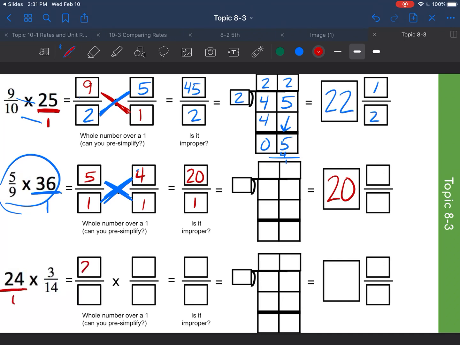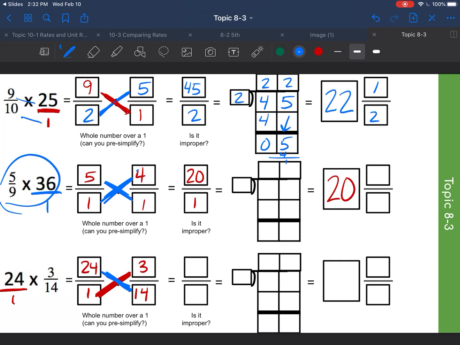So the next one, we have 24 over 1 times 3 over 14. Okay, if we look this way again, nothing goes into 1 and 3. Now, all these examples, the first time we tried, we couldn't simplify it. Sometimes that just happens. You can only pre-simplify once. Sometimes you can pre-simplify twice, and I'll show you an example at the very end. So that doesn't work that way, but if we work this way, what goes into 24 and 14? And you always want it to be the greatest common factor.